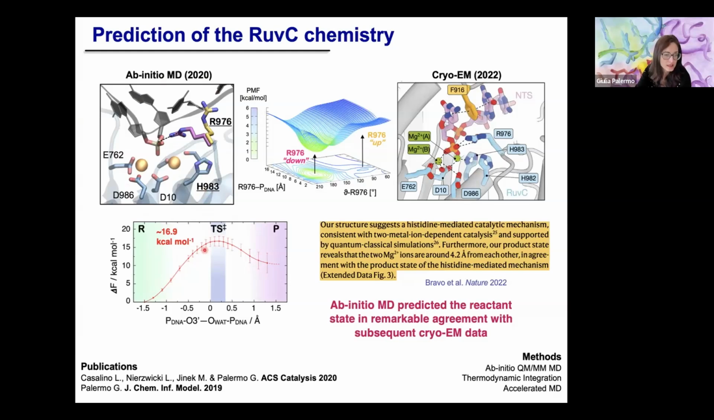The profile was in line, but what is more interesting is that David Taylor obtained very recently a structure of RuvC with the ions in the active site right after phosphodiester bond cleavage, showing that the active site that was predicted was remarkably good.